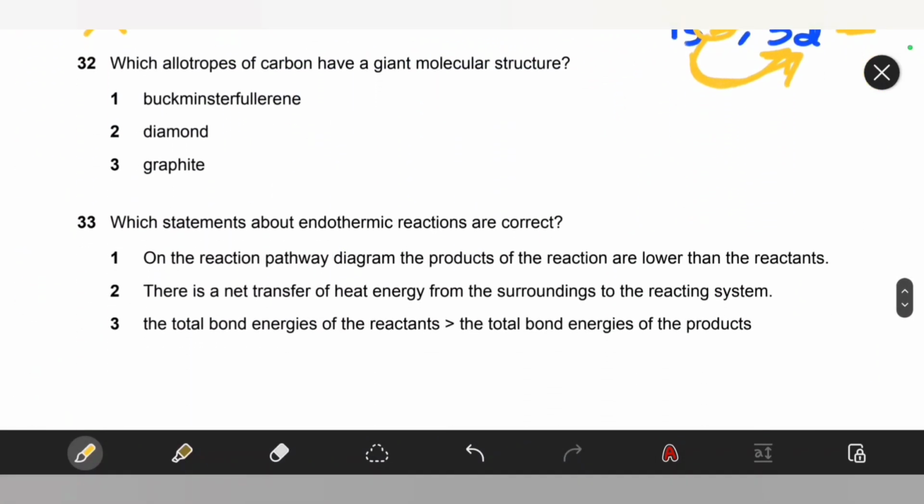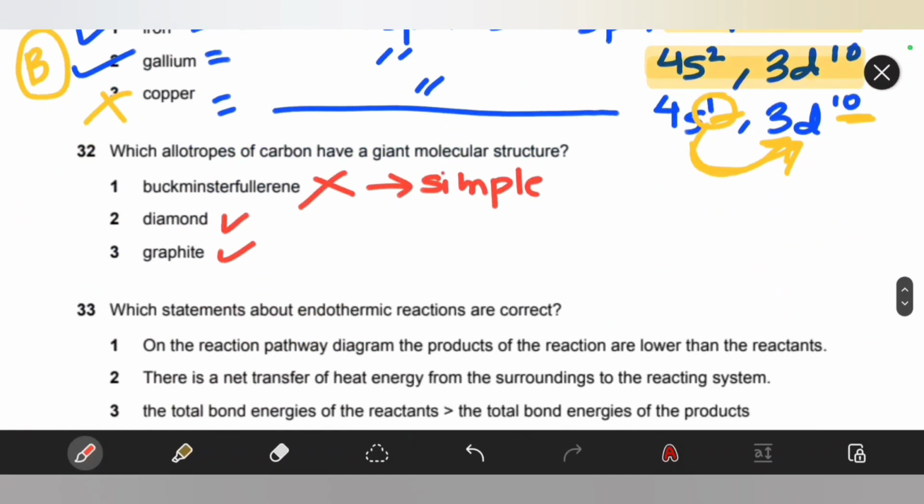Which allotropes of carbon have a giant molecular structure? So you need to memorize this, that only diamond and graphite have a giant molecular structure. This one doesn't have. It has a simple structure. Okay, so according to the key, this would be C.